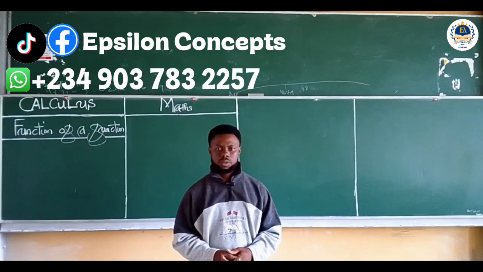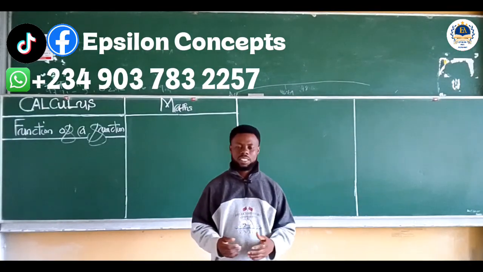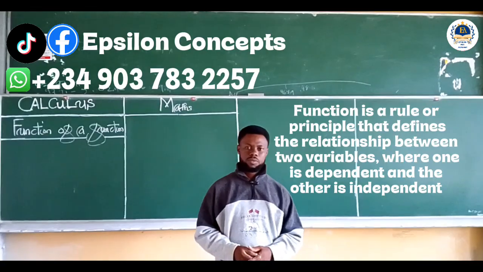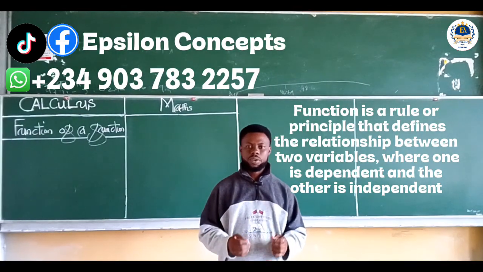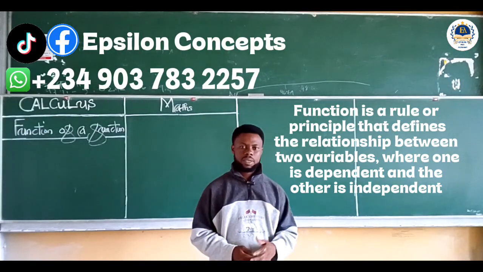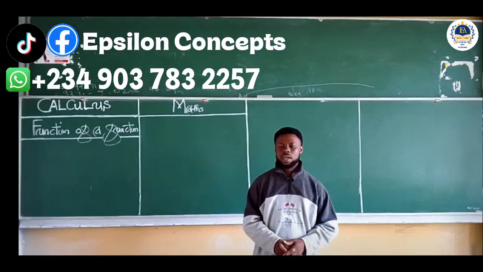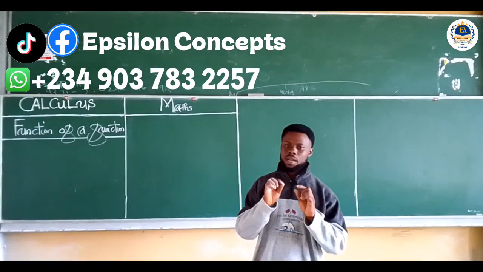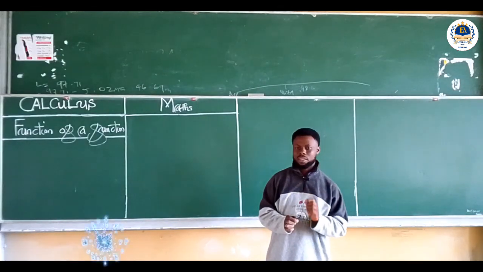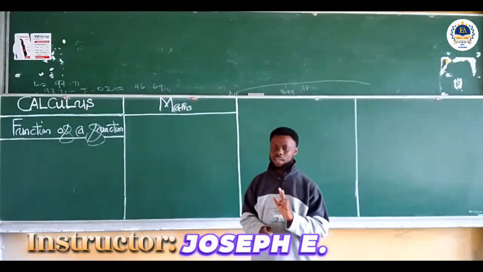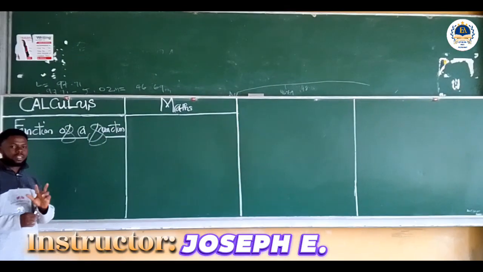Before we can have a proper understanding of this function of a function, let me explain what a function is in mathematics. Now, by definition, a function is a rule or principle that defines the relationship between two variables, where one variable is dependent and the other variable is independent. Take note of this, because we said a function must be an equation, and in that equation there must be two letters present. So a function comprises two letters only.